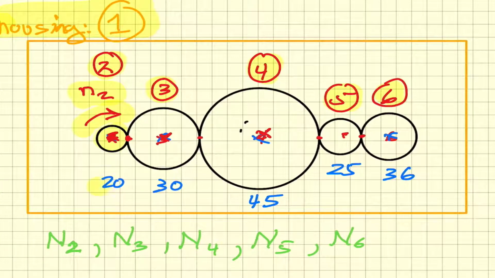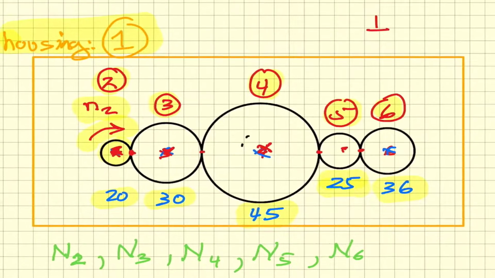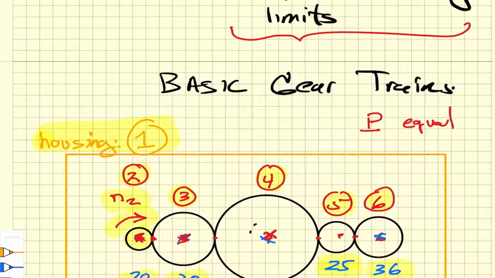We have a 20-tooth first gear, a 30-tooth second gear, a 45-tooth third gear, a 25-tooth fourth, and a 36-tooth sixth gear. Now, we cannot bring these gears together unless they have either the same diametral pitch or, in the metric system, they have the same module. Those have to be the same in order for these gears to interact. Each gear pair has to have the same diametral pitch or module.